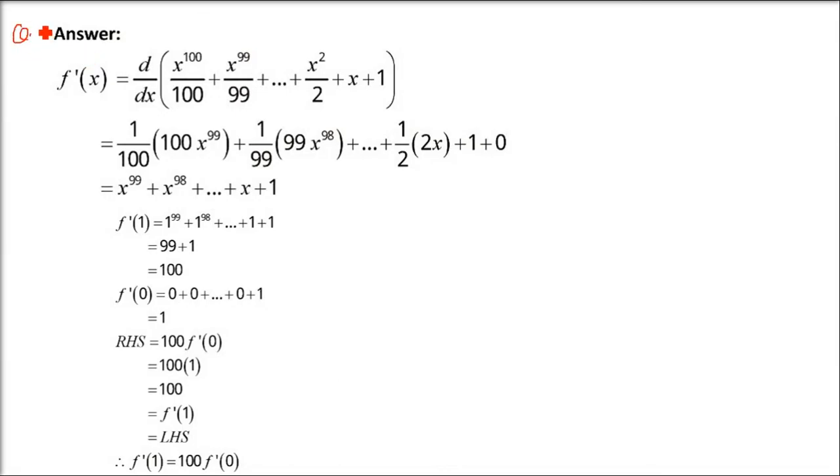This is question number 26. The important thing is this is an NCERT question, that is, a CBSE NCERT question. So f(x) is given as this whole sum, from x raised to 100 by 100 down to 1. First we have to find f'(x). We have to prove that f'(1) is equal to 100 f'(0).